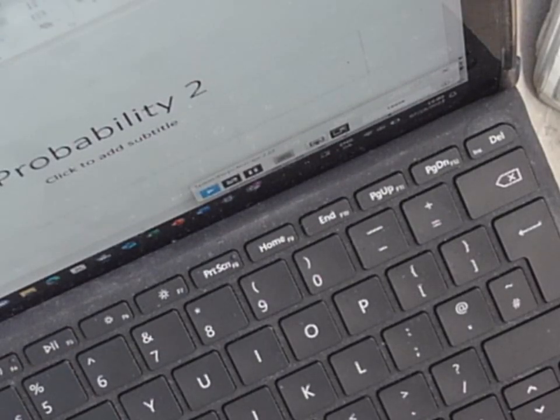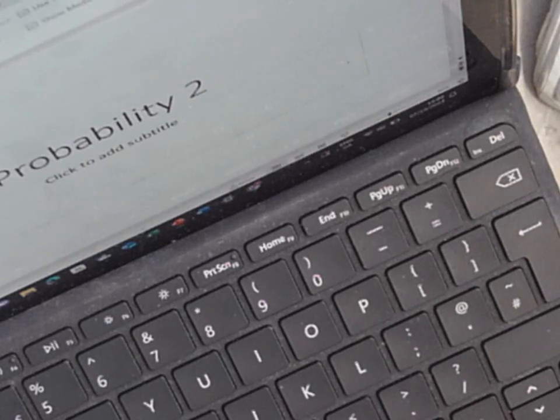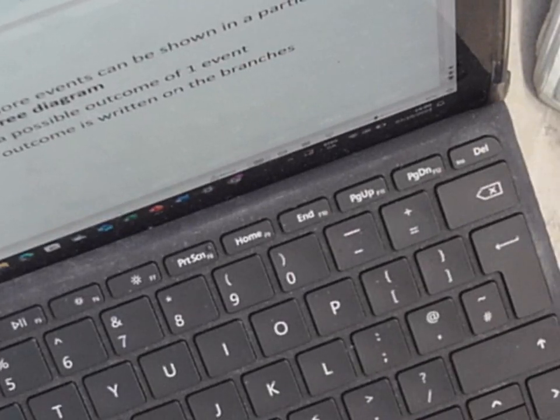So the first one is tree diagrams. Okay, we know how to do a tree diagram from junior cert, except now we're going to put the probabilities onto the branches. Right, okay, so I will show that with a tree diagram.